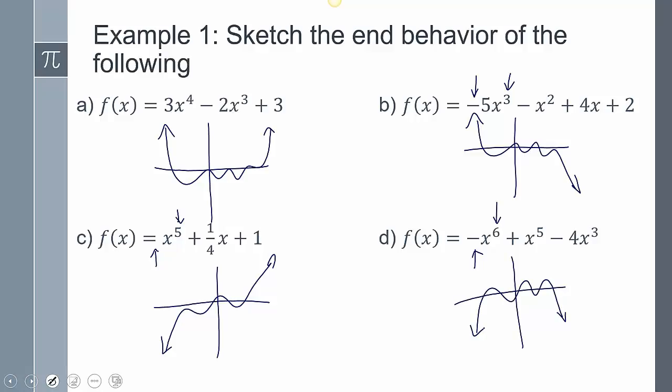Now you need to memorize these end behaviors. We need to know them because when we're sketching polynomials, it's going to help you with that. But also, getting an idea of what the polynomial is doing is definitely going to help you analyze graphs in the future in math.